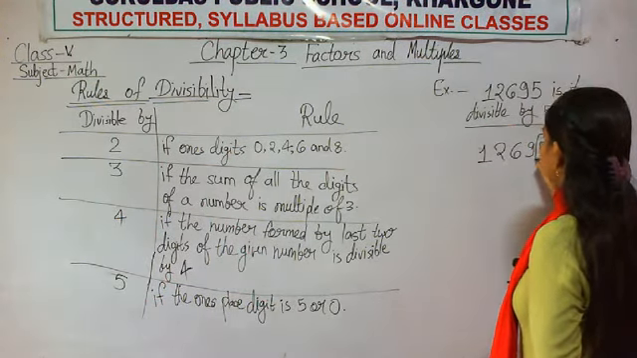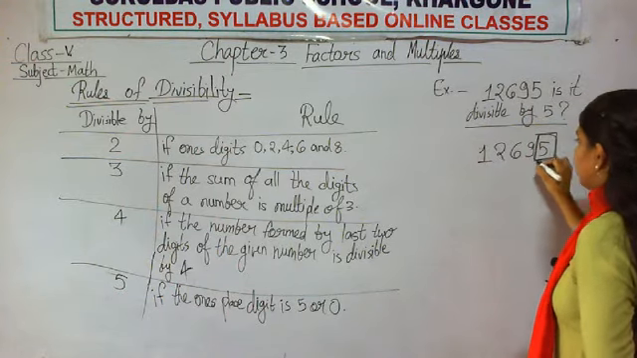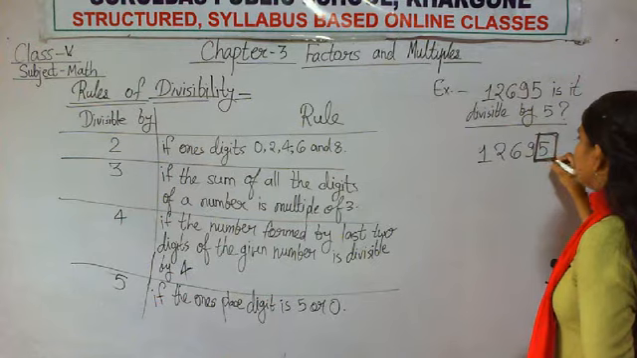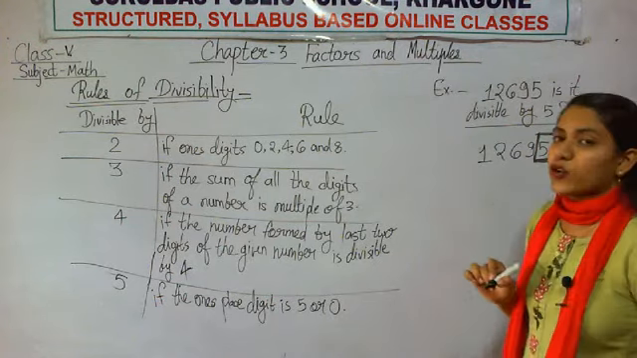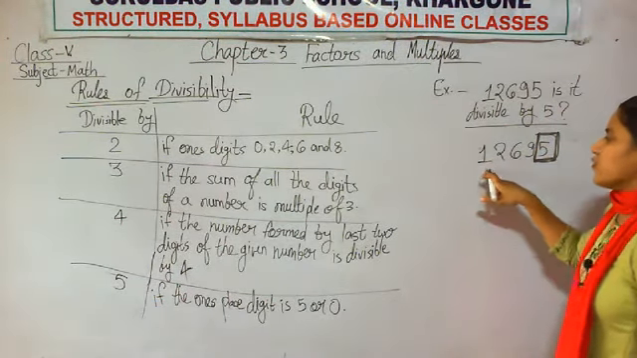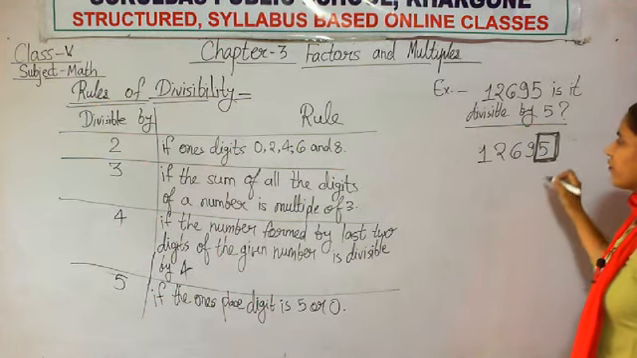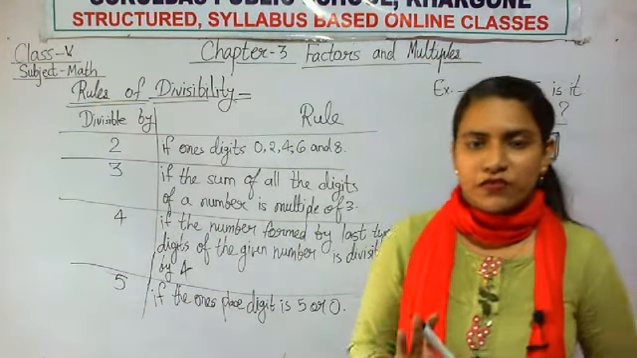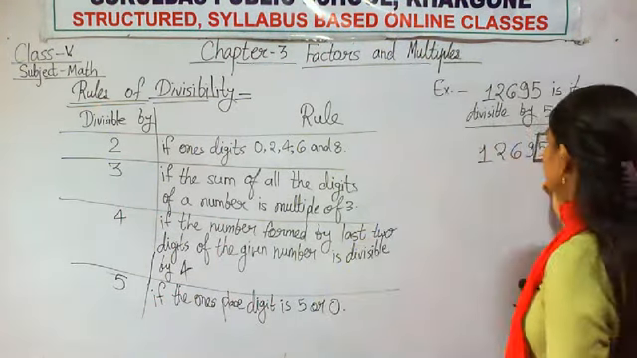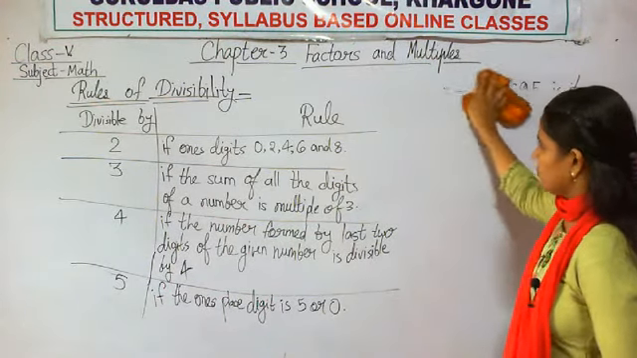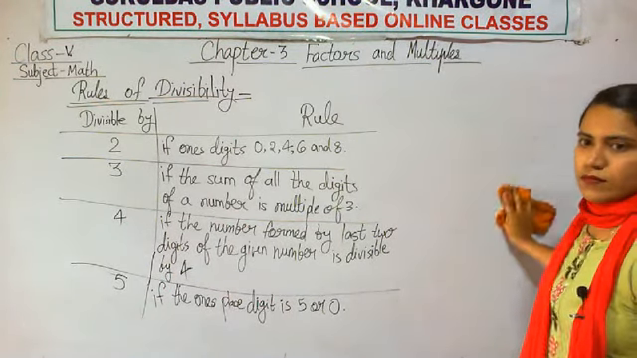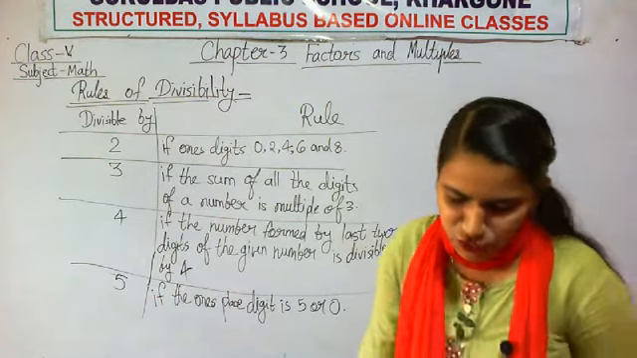You will check the ones digit. The ones place digit is 5. So you can conclude that yes, 12,695 is divisible by 5. Okay. Next rule.